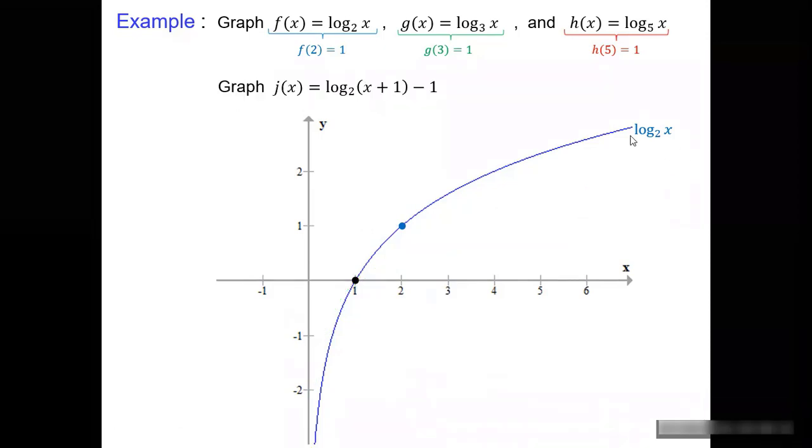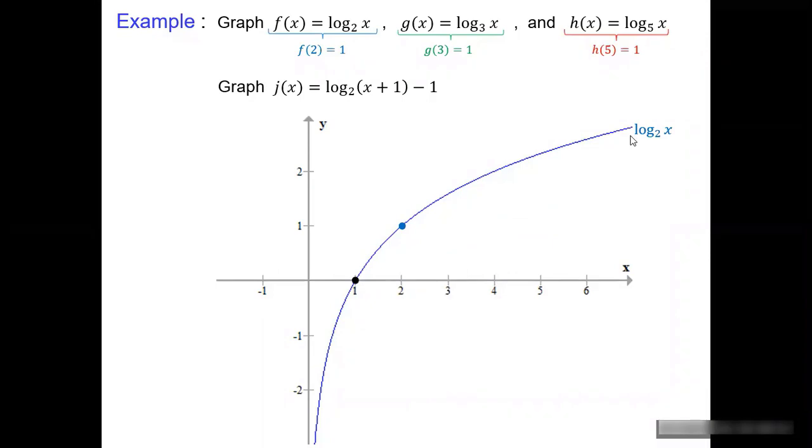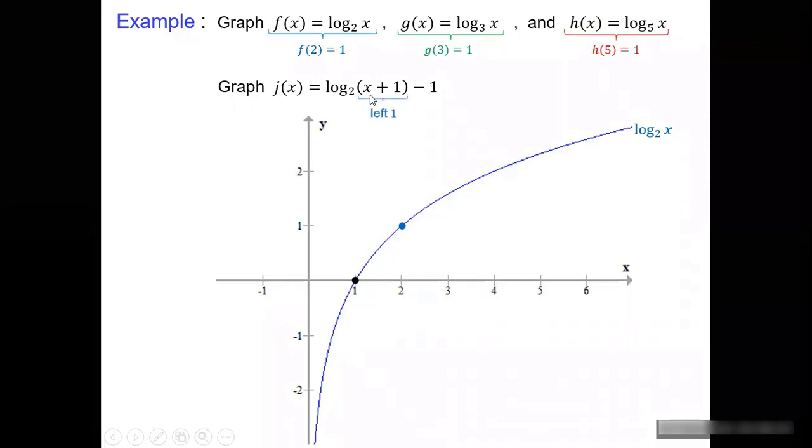So now let's apply some transformations, just like any of our prior parent functions, in order to graph the function log base 2 of (x plus 1) minus 1. So the first thing to recognize is that the parent function is log base 2 of x. So I would plot the point (1, 0), and I would plot the point (2, 1). And now that this is our graph, I need to realize that x plus 1 means to move left 1. Subtracting 1 from the end of a function means to move down 1.